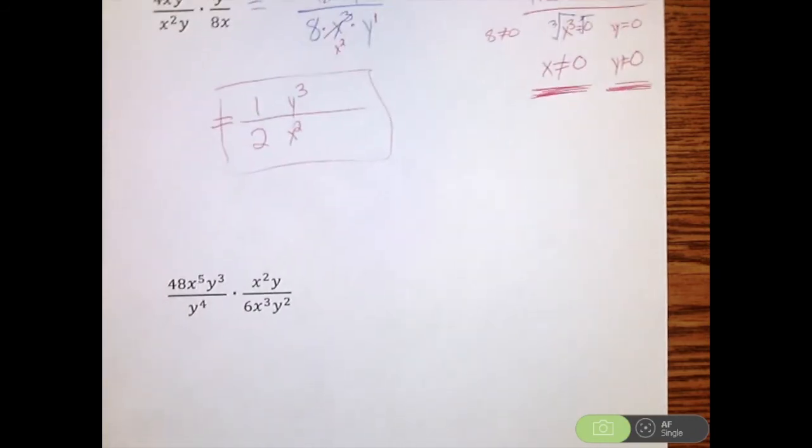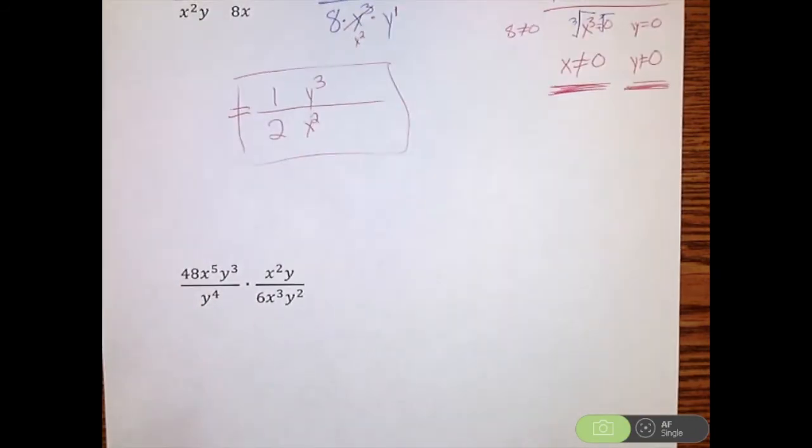Alright, second one. So I have 2 new rational expressions here. I just want to show you one more example. First thing I'm going to do again is let's multiply this together. So I kind of go through it step by step. Focus on my numbers, then my x's, then my y's.